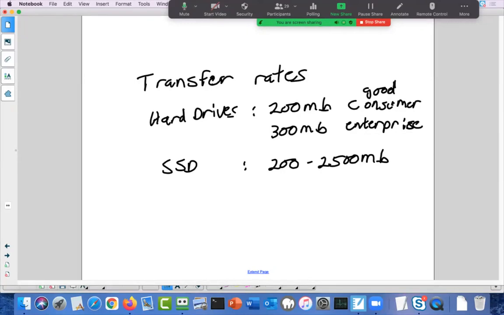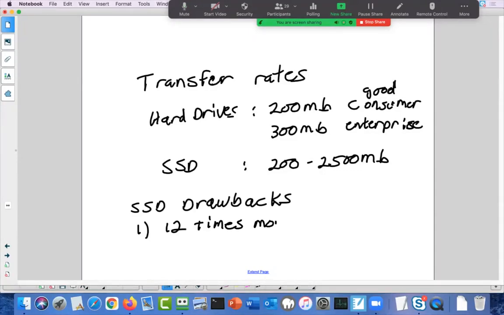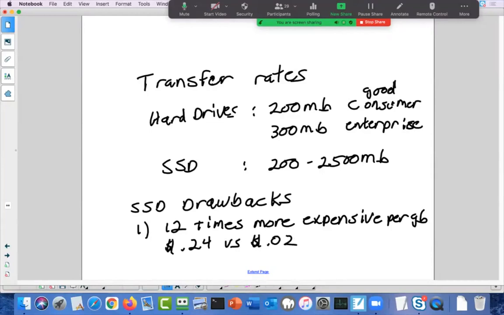So there are, however, a couple drawbacks to solid state devices. So say solid state device drawbacks. First of all, they're about 12 times more expensive right now per gigabyte. It's about 24 cents right now versus about 2 cents for a hard drive.